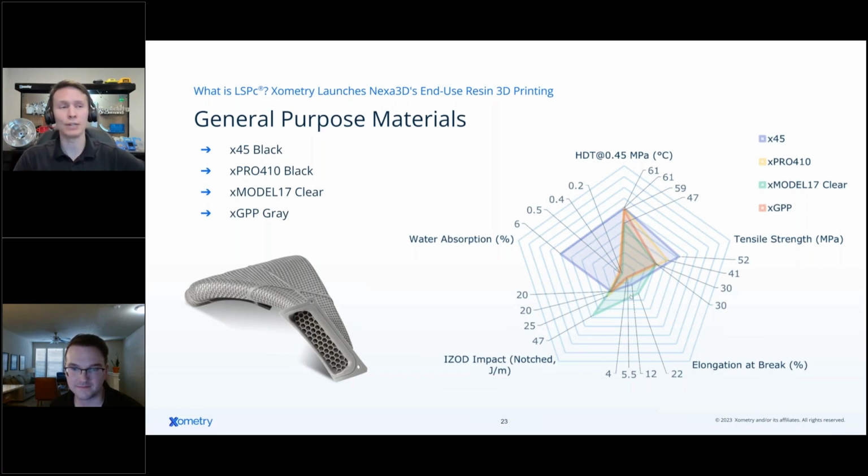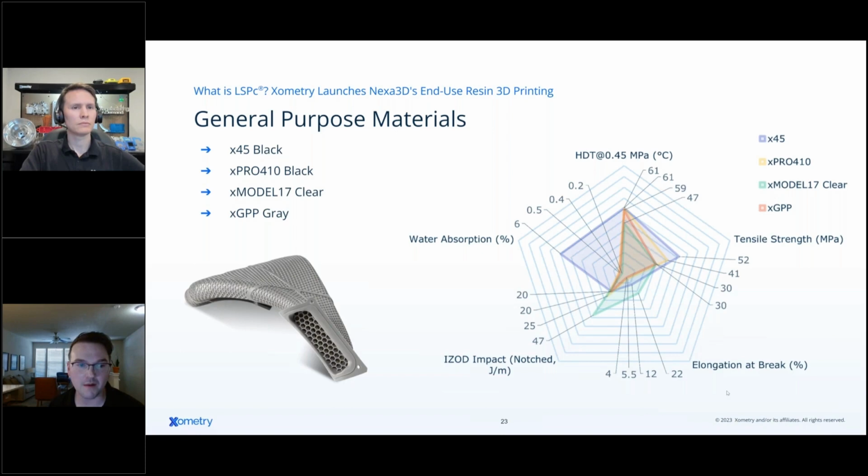That's also our clear resin that we run in this process. Any comments on the general purpose or standard resins, Lewis? I think you summarized it quite well. I think things I'll point out is the X Model 17 is a custom formulation that we released specifically focused on clarity. So if you've got any needs for high levels of translucency or transparency, this is a fantastic option for you. And then, as you mentioned, we've got two black options, the X45 and the X Pro 410.